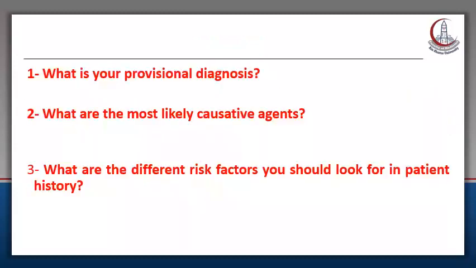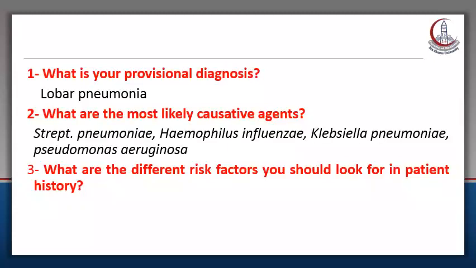So, from this case, what is your provisional diagnosis? Of course, it will be lobar pneumonia, as the patient is having symptoms of typical pneumonia, and on chest X-ray, the opacity is confined to the left lower lobe. What are the most likely causative agents? Yes, as we talked before, for the gram-positive organisms, the most common organism is Strep pneumoniae, and for the gram-negative bacilli, Haemophilus influenzae, Klebsiella pneumoniae, and Pseudomonas aeruginosa.